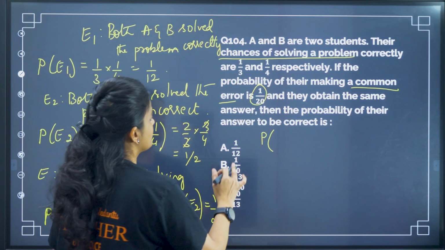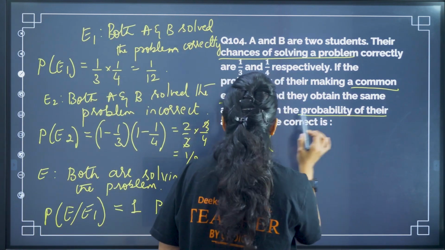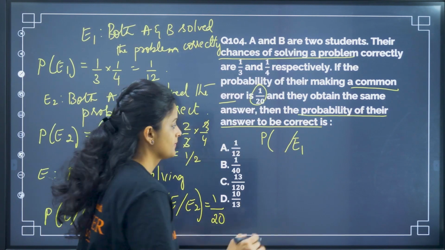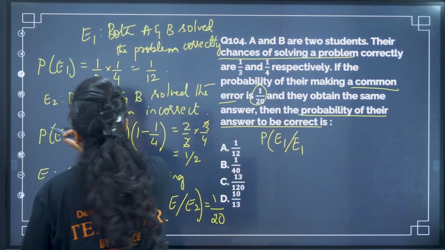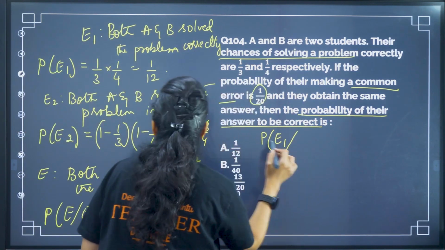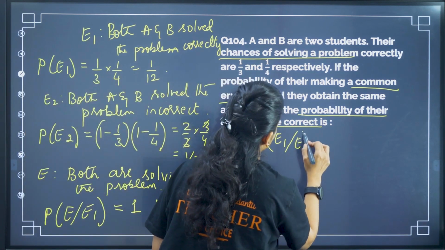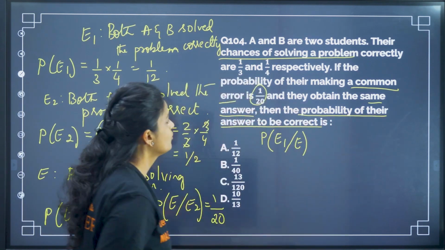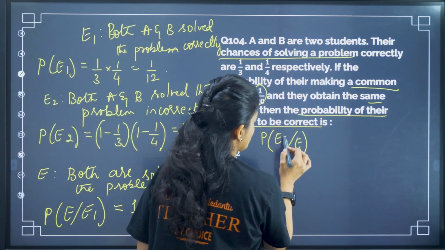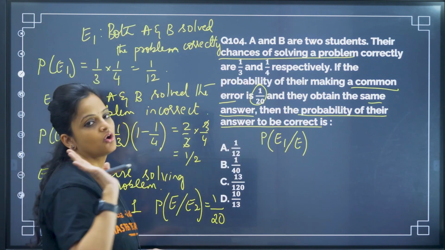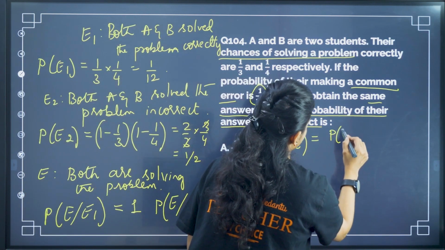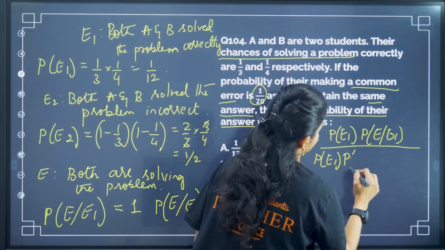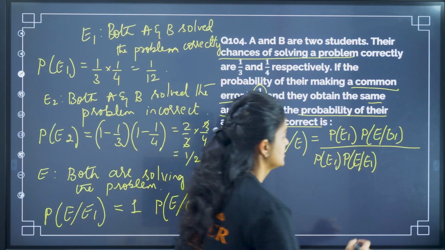What they are asking now? Probability of their answer to be correct. Okay. So it has to be correct, so E1, and both are solving it, given that both are solving it. This is what they are asking you. So, they obtain the same answer, then the probability of their answer to be correct is what? So when they are solving, both of them are solving correctly, given that both are solving that. Okay. What is the formula? P of E1 times P of E when E1 is given, plus P of E2.